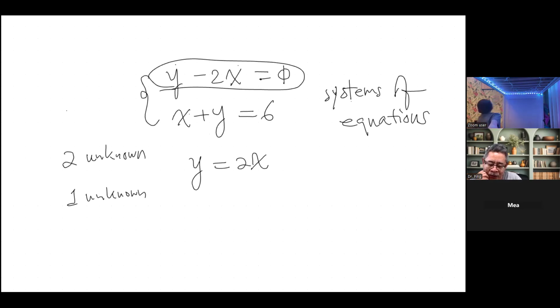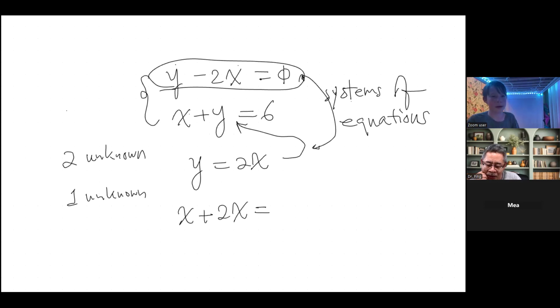And then we use the substitution property to substitute y with 2x into this equation, because we came from this equation and we cannot go back. So we have to go to the different one. So we got x plus 2x equal to 6. Then combining like terms, 3x equal to 6. And then we divide, right? We have the division property. And then we got x equal to 2.